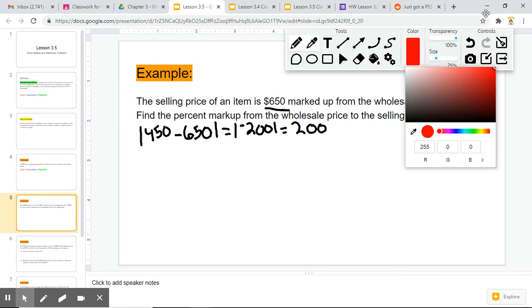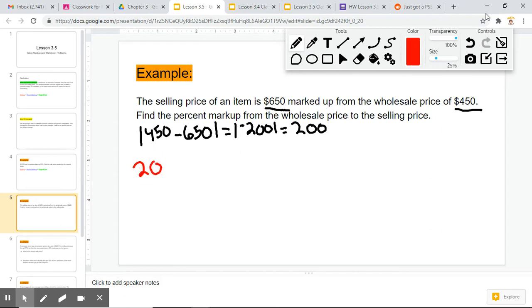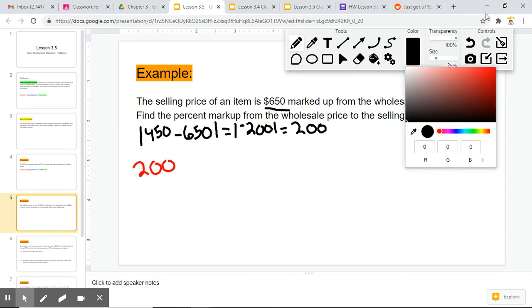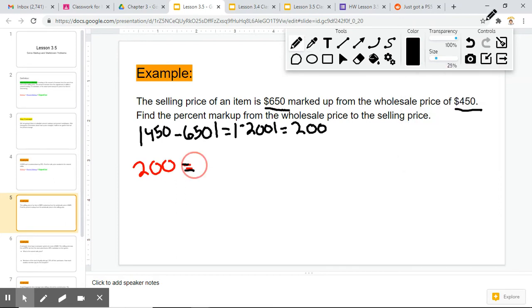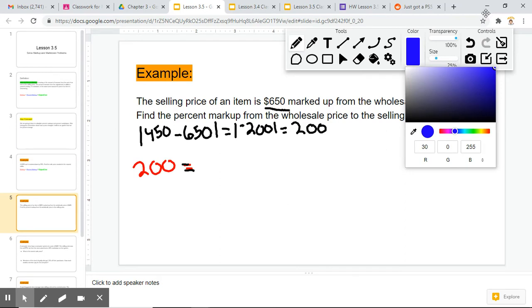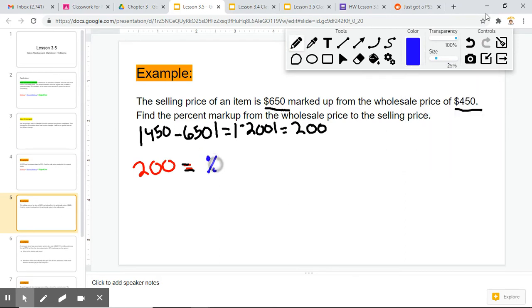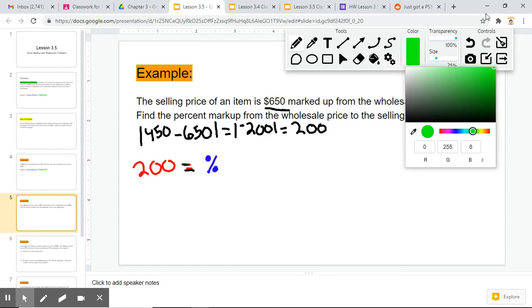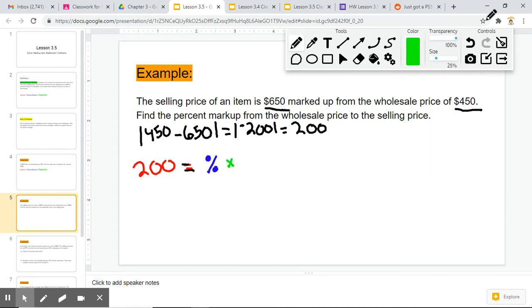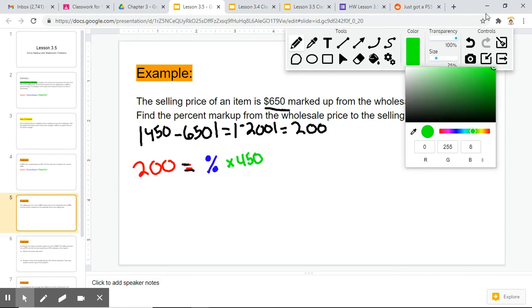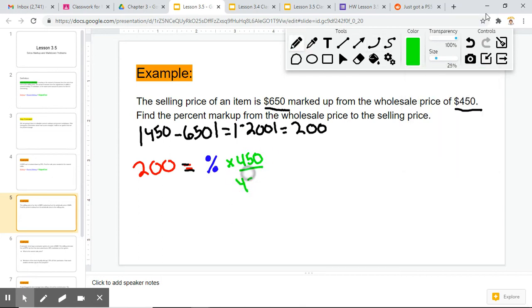So now let's put this into our formula. Our markup is $200, and that'll be equal to, we don't know our percent markup yet, so I'm just going to put a percent sign here. That'll be basically our variable. And then that will be times the original price, which was $450. All right, so how are we going to do this here? Let's just do some math. We need to solve for our percent markup. So we divide both sides of our equation by 450.